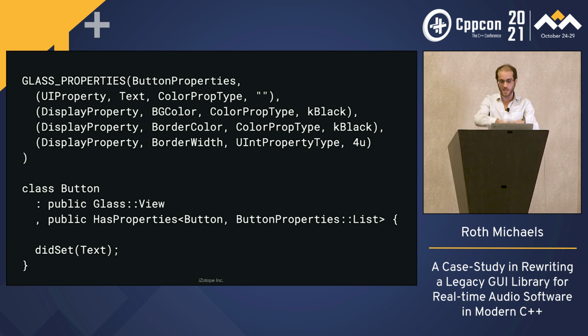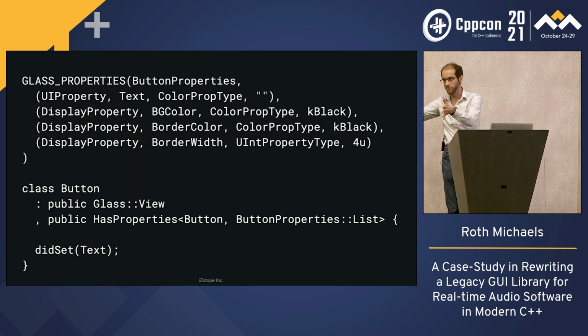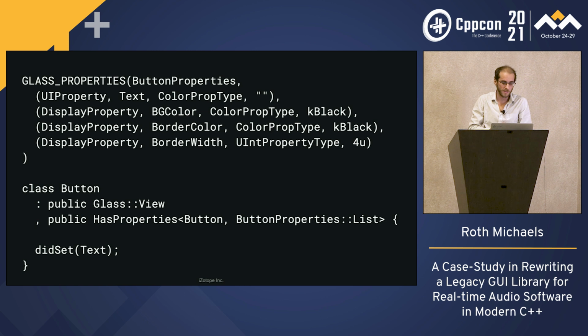But essentially, this expands out into all of those structs, creating this button properties namespace and all of the properties. And as you see here, there are no strings with the names of the properties, because this macro will actually turn border color into a string for the name, but you could optionally supply that. And then, as you saw before, we inherit from has properties, button's properties list, and all of these will call set needs display. And then button, in addition to calling set needs display and set needs layout, because it's a UI property on text, will also automatically call our custom did set method.